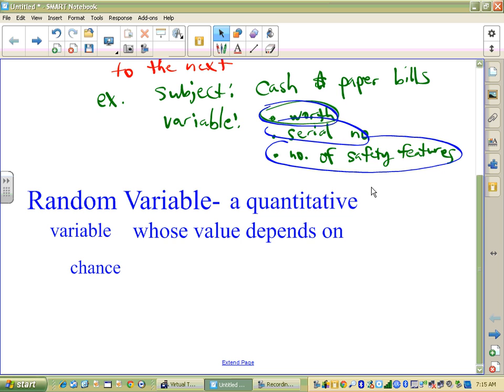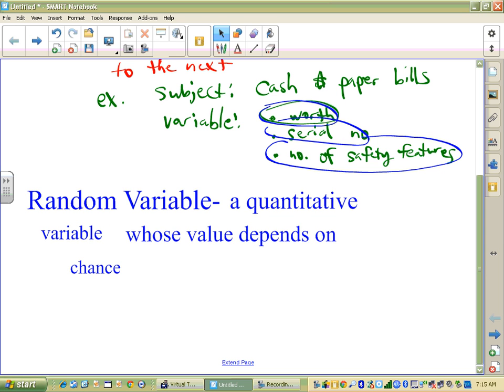Does it make sense to average the dollar bills? Well, it might not make sense to find a mean because there's no such thing as a $2.50 bill. But it would make sense to find the median or to rank them. Okay, so it depends on chance. That's where the randomness comes from.